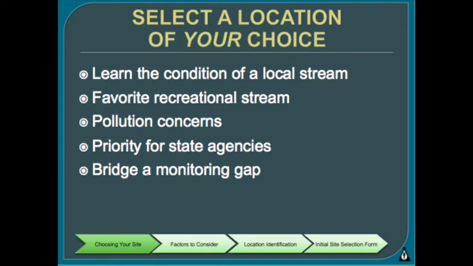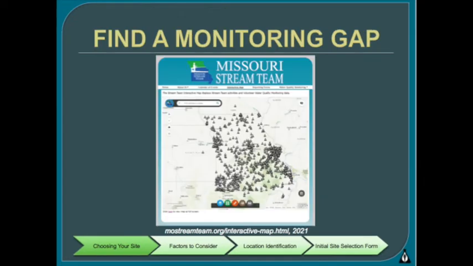And you might also be able to bridge a monitoring gap. We have our Stream Team interactive map on the website at mostreamteam.org, and this will show you where there is data at. And so you might want to just bridge that gap, like, hey, there's no one monitoring around here, so that might be why you pick that site. Here is an image of what that map looks like. Jenna just dropped it into the chat box. Again, you can just access this on our website.